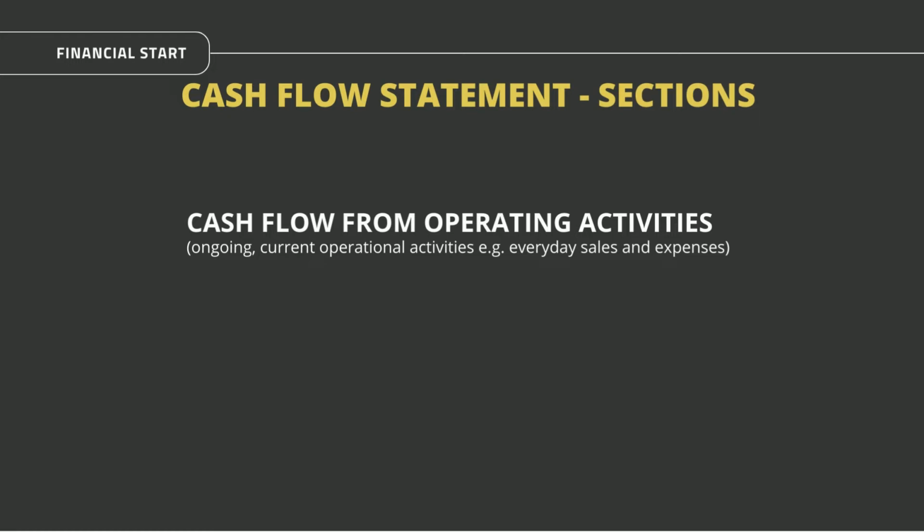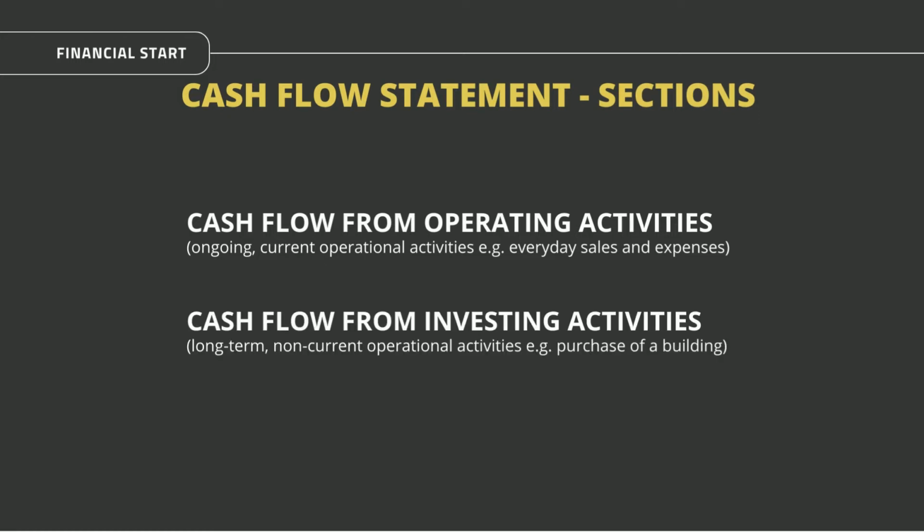The first section is called cash flows from operating activities. These activities are the main revenue generating activities of the business and include the buying and selling of goods and services. The second section is called cash flows from investment activities. This includes more long-term activities of the business, such as the purchase and sale of capital assets and the purchase and sale of fixed assets like buildings, machinery and equipment.